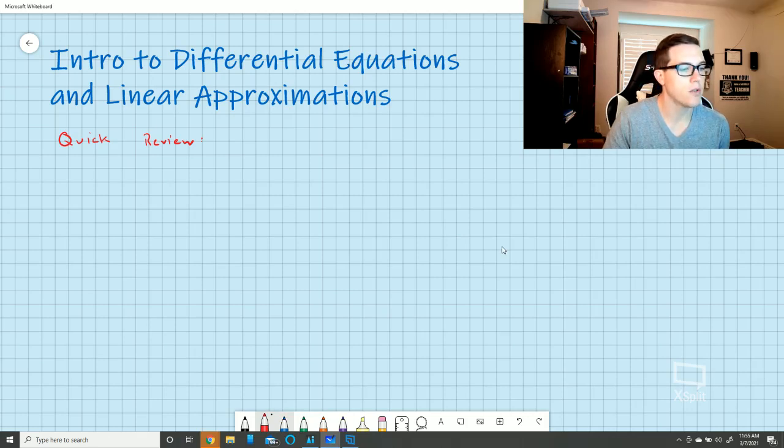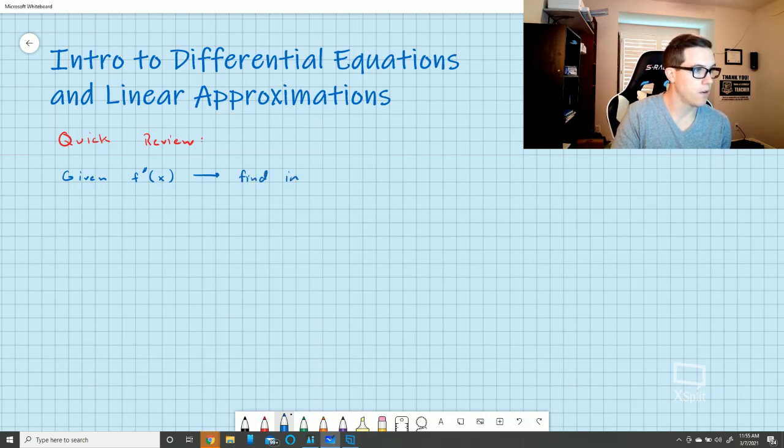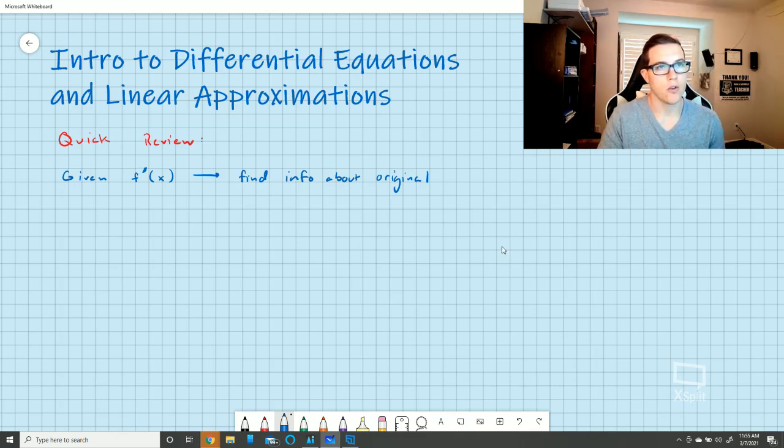So in the FRQs you've seen, you see this a lot. They give you the derivative, so f prime of x. You basically just have to find info about the original function, whatever that may be. That's the big theme of second semester calculus. You're always given the derivative and or the rate, and you're asked questions about the original function. Given a rate, find things about a total.